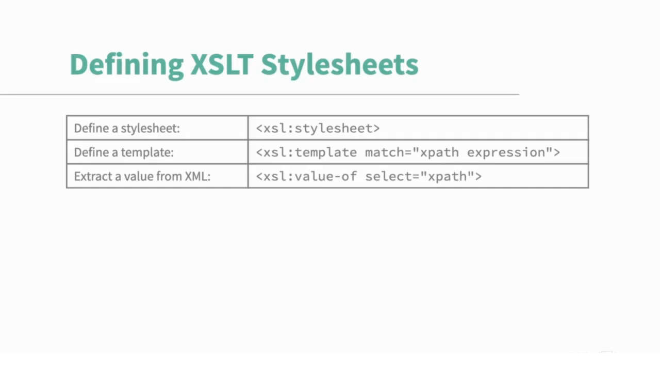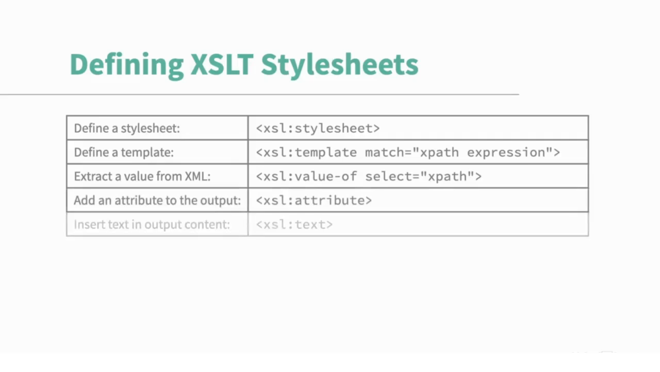Then there is the XSL value-of tag, which also uses an XPath expression and is used to select data. It can be text, numerical, whatever the data content is in the source XML file. This is how you extract data from a matched tag in the source data. You can also insert output into the transformation stream by using tags such as XSL attribute and XSL text. This will generate content that is placed into the output file.